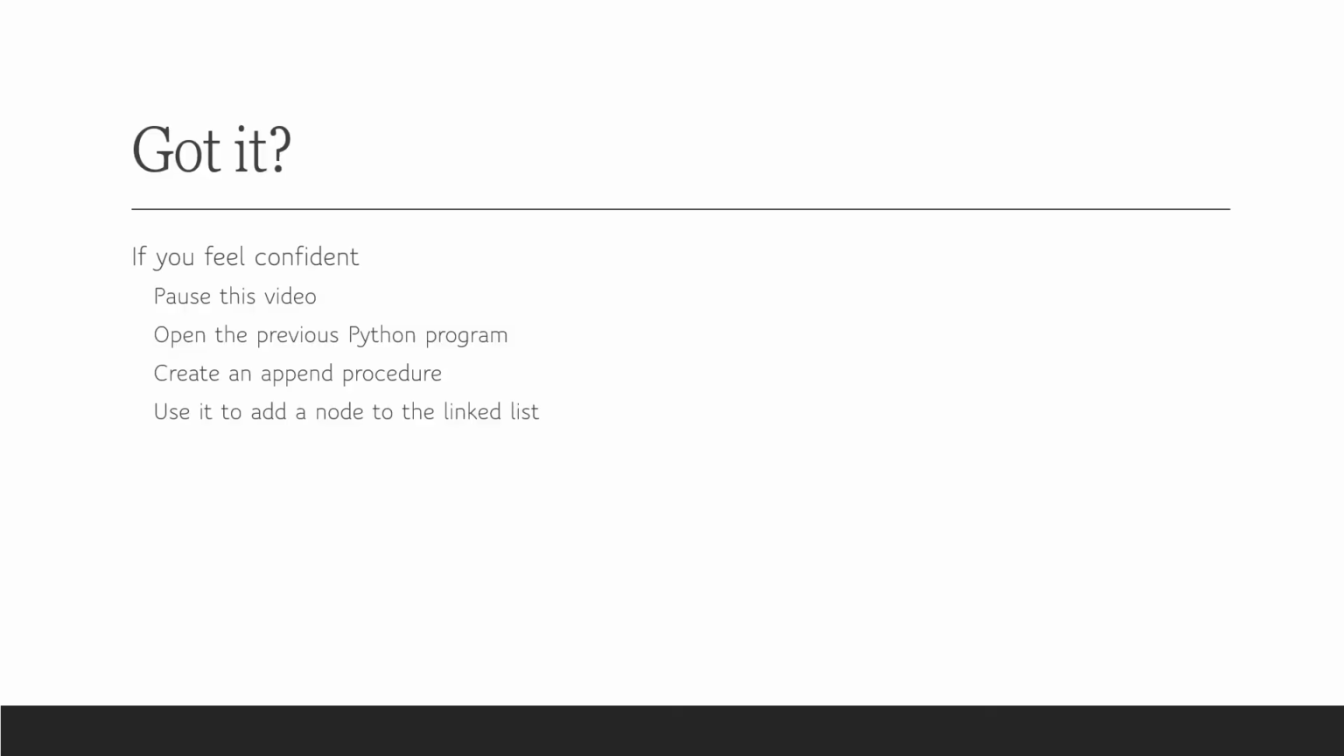So if you feel confident, pause this video, open the Python program that we were working on before, and create an append procedure and use it to just add a node to the linked list. Obviously, in real life, we'd want to be continually updating the list, but that will just give you a chance to practice it. In the next part of this presentation, I'll show you how to do it. So if you want to practice without any help, this would be a good time to do it.